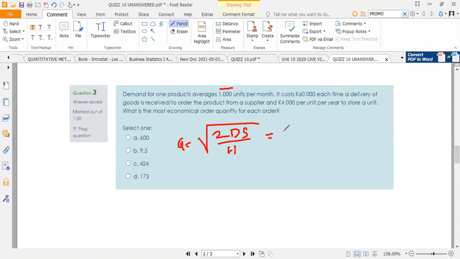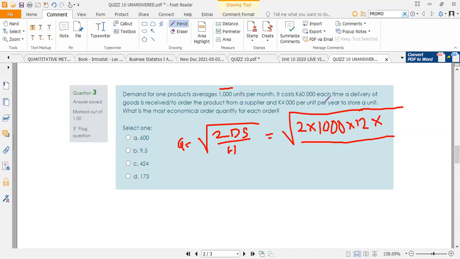So here our monthly demand is 1,000. But D or A stands for annual, so we're going to multiply this one by 12. What is our setup cost? And what is our holding cost? Setup costs are simply costs associated with having to make the commodity ready. It includes delivery costs, communication, etc. So our setup cost in this case is 60,000.